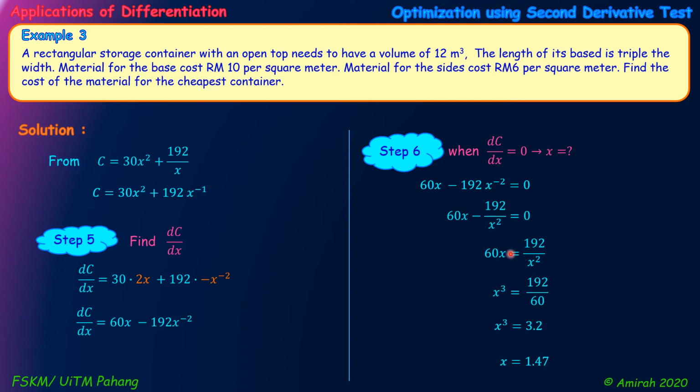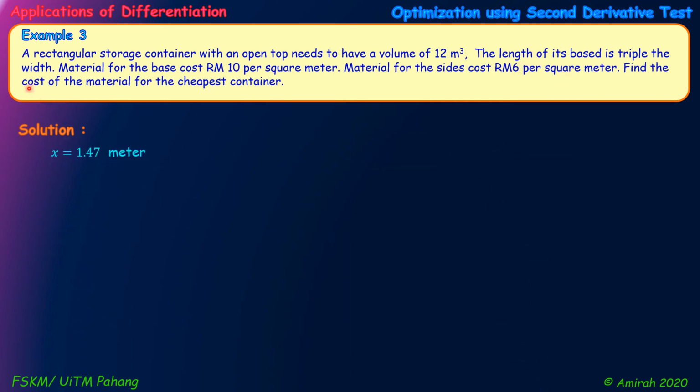From the volume here, it is given in terms of meter cube, so x equals 1.47 meter, because x is the length. From the previous slide, we get x equals 1.47 meter. Then we continue with step 7.